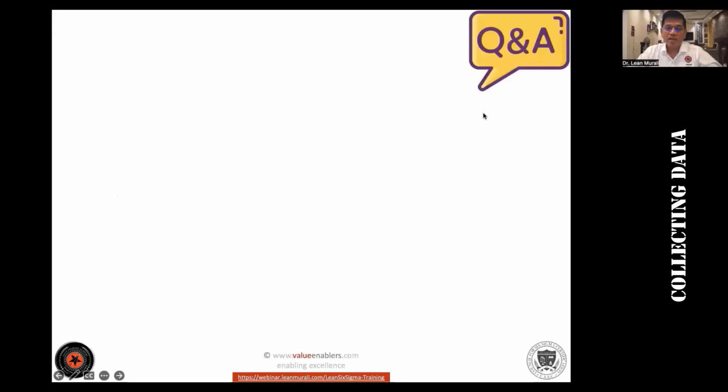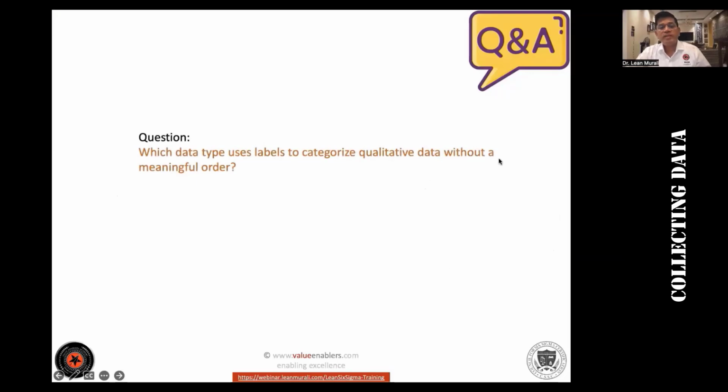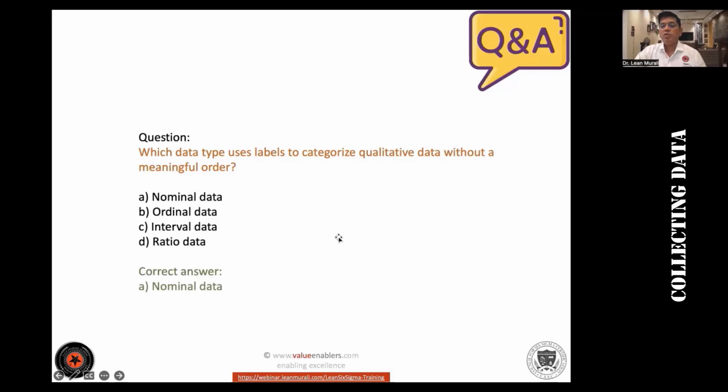So let's ask some questions on the nominal data. How many of you are ready? Just type ready in the chat box. All right, let's go for some questions on the nominal data. I explain each data type and immediately ask you a question so that you don't forget it and it reinforces in your memory. Which data type uses labels to categorize qualitative data without a meaningful order? If it is in order, then it is ordinal data. Without any meaningful order, which is the right answer? Of course, A, right? That's what we are talking about.